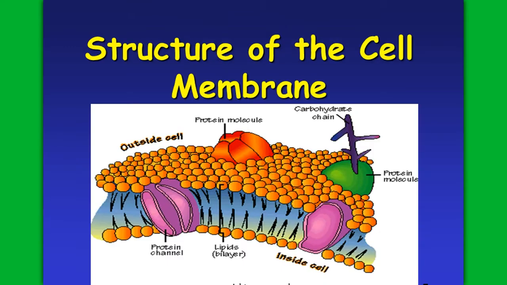Now, we're going to take a look at these main components, and what I want you to do right now is at the bottom of the page, list these membrane components. So you can see that there are lipids that make up that bilayer. There are protein channels. There are protein molecules. And there are carbohydrate chains. So these are the different components that make up the cell membrane. So exactly what are they and what do they do?